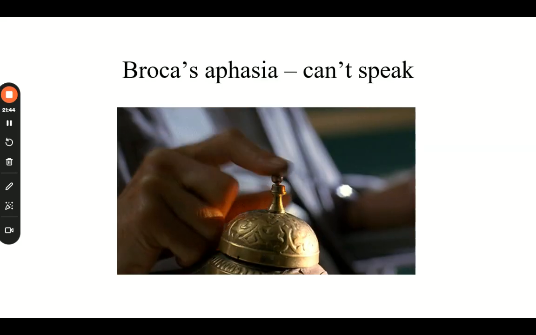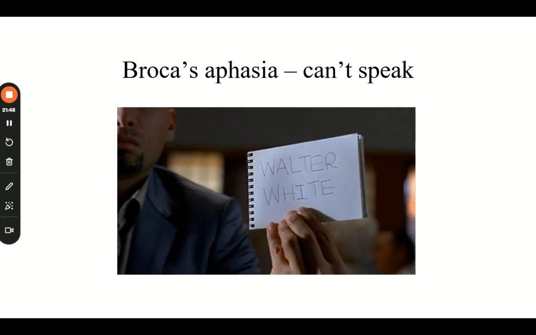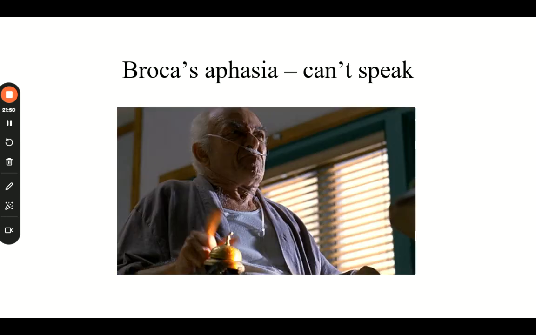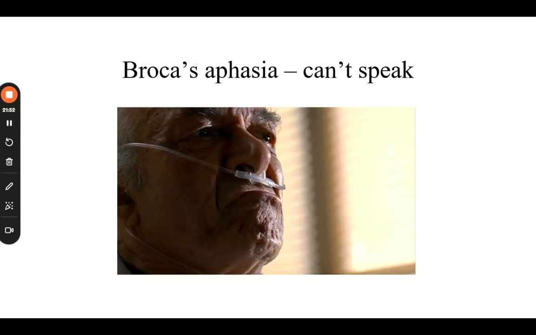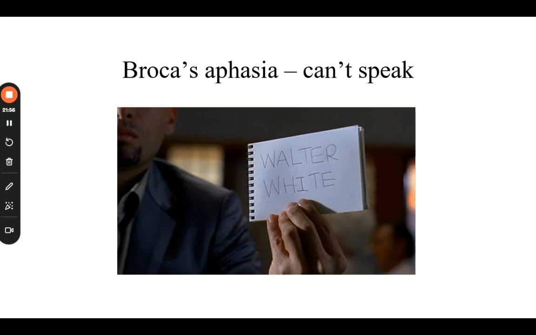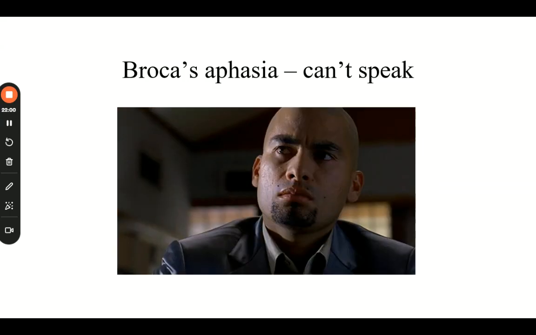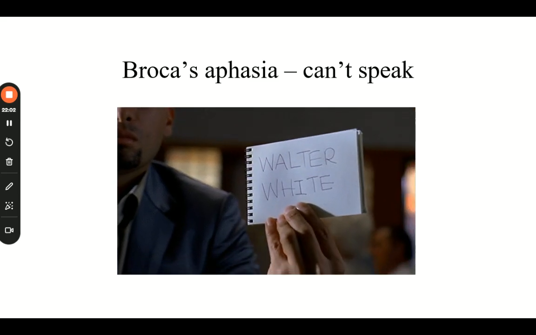You'll be like this guy in Breaking Bad who had a stroke and he wasn't able to speak. He still understood language, so his Wernicke's area was working fine. He could still read, but he couldn't speak. He had Broca's aphasia. Okay. All right, moving right along.